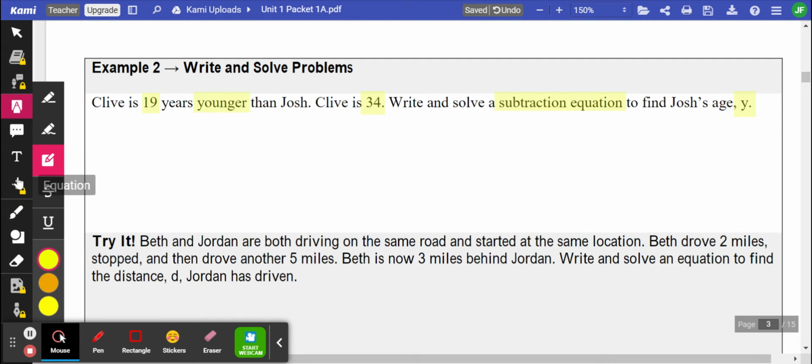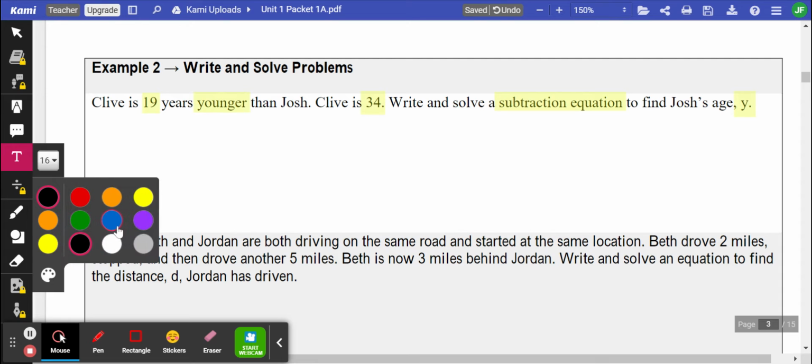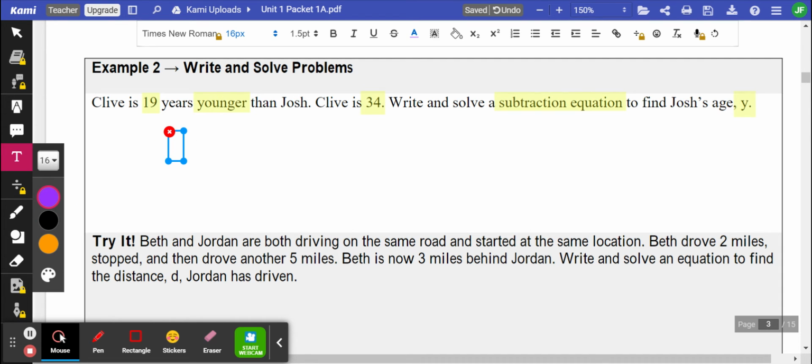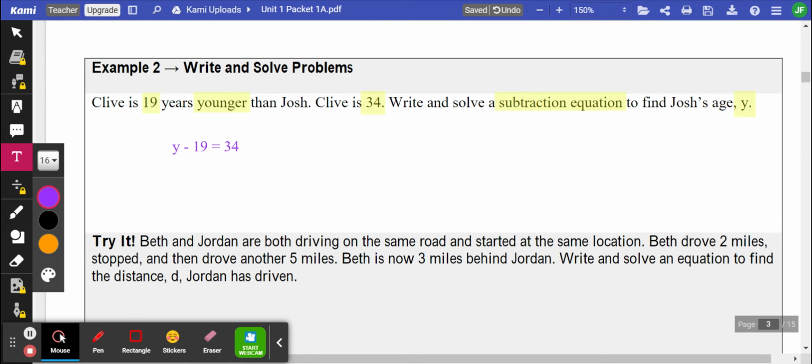Okay. So when we set this up, we're going to use y and pretend that that is Josh's age. And we are going to subtract 19 from it since Clive is 19 years younger than him. That should give us Clive's age, which is 34. So our equation that we will use to model this situation is y minus 19 equals 34.